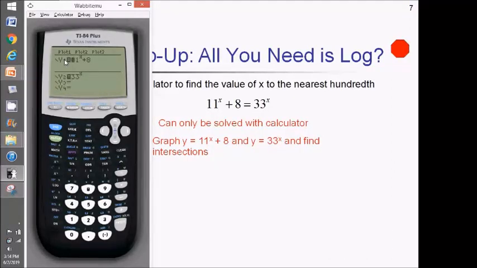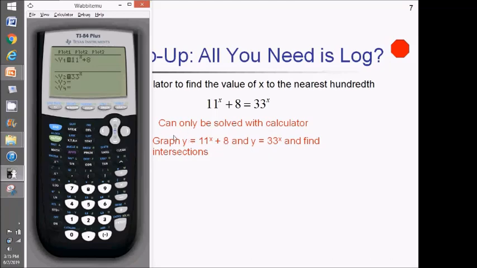So for those of you following along, here I am in my y equals. I've got y1 equaling the left half, 11 to the x plus 8, and y2 equaling 33 to the x, the right half of my equation. Now I'm going to go ahead and see where these intersect. To use that, I'm going to have to do second trace, and that'll be option 5, the intersection option.